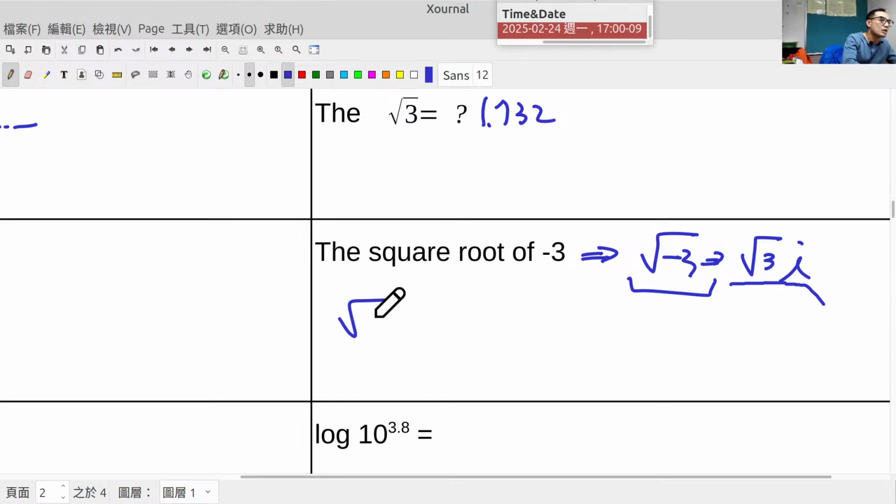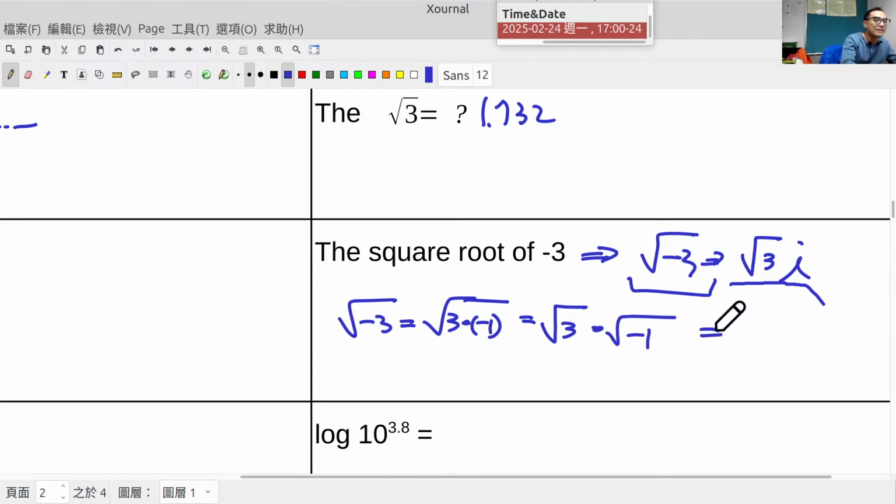Again, square root of -3, that is square root of 3 times -1, that is square root of 3 times square root of -1, and that is square root of 3 times i. That is what I expected to see.